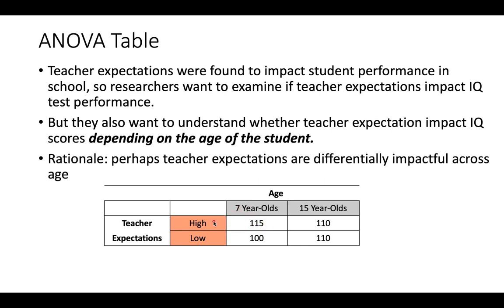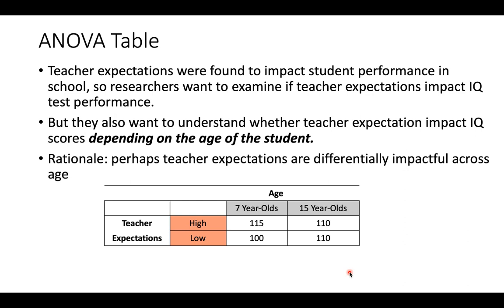So we have 7-year-olds whose teachers had high expectations, 7-year-olds whose teachers had low expectations, 15-year-olds whose teachers had high expectations, and 15-year-olds whose teachers had low expectations. So we're going to do the same thing we just did. We're going to take our marginal means across, and then we're going to take our difference scores, and we're going to interpret whether we have main effects or an interaction, and then we're going to look at how that will compare to an ANOVA table if someone were to actually run the statistics in SPSS on the computer.